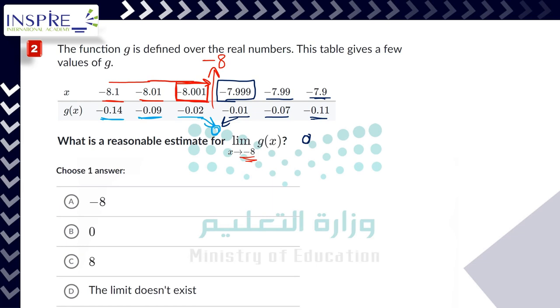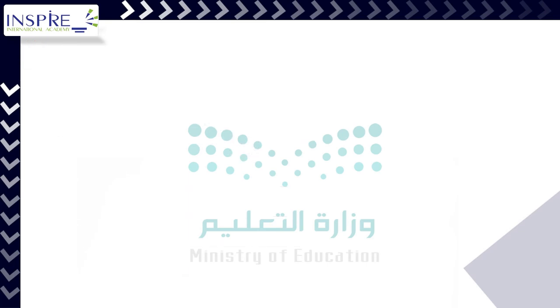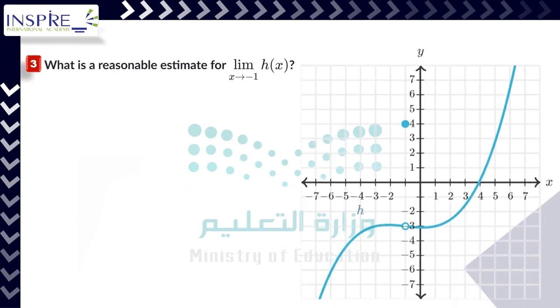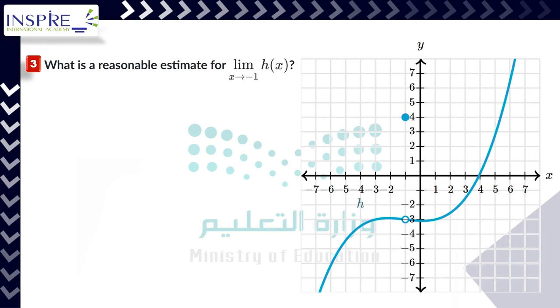Now, next question. We have a graph and we need the reasonable estimate for the limit of h of x as x approaches -1. The same, we will locate -1. Here is -1. I advise you to draw a vertical line so that there will be no confusion for you.